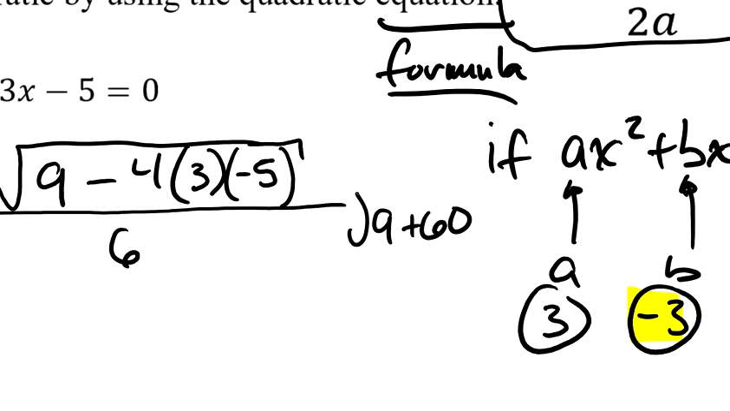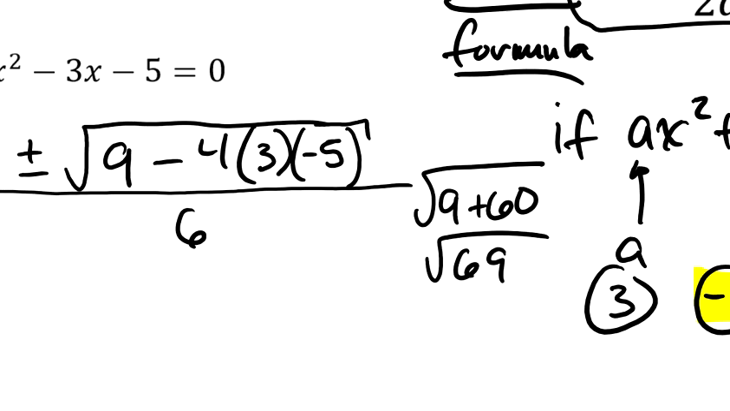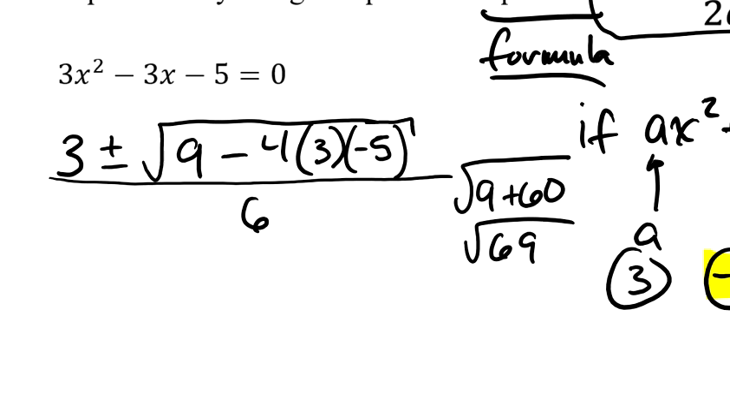So inside of here I have the square root of 69, which is not a perfect square. So this would not be factorable, but we can still get solutions even though it's not factorable. So root 69. And let's see, I guess the answer then that I would look for would be 3 plus or minus the square root of 69 divided by 6.